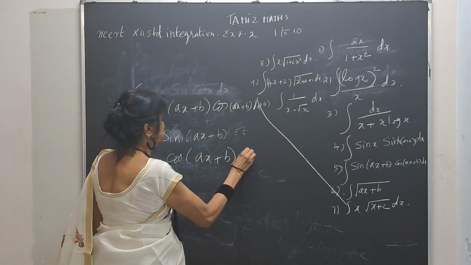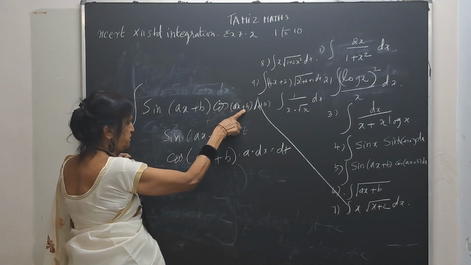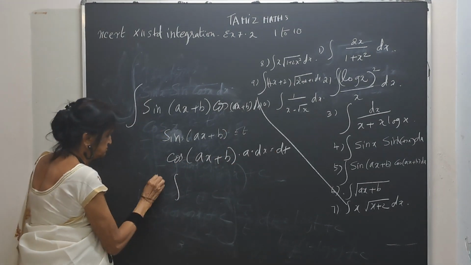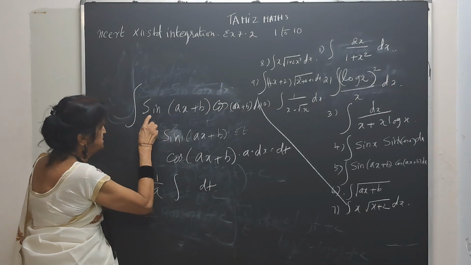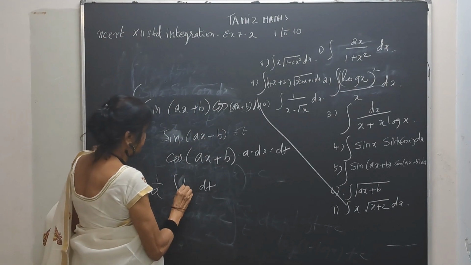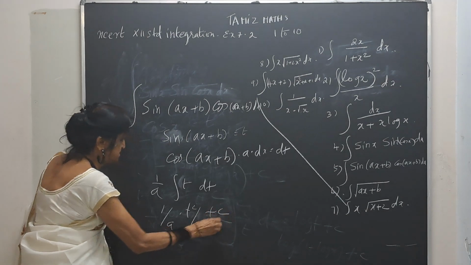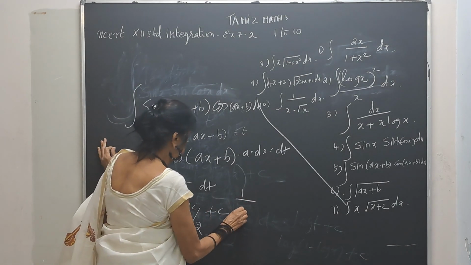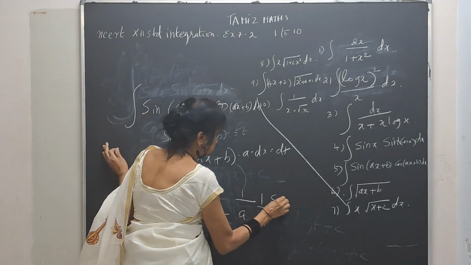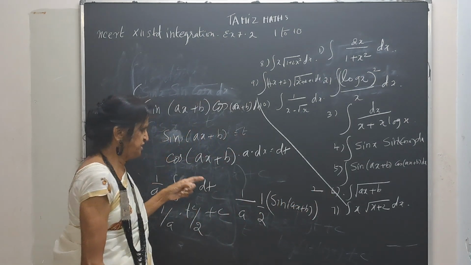Cos(ax plus b) into a dx is dt. So cos(ax plus b) into dx is 1 by a dt. And this is sine. What is sine? That is t. So it is 1 by a, t squared by 2 plus c. That is 1 by a into 1 by 2. What is t? Sin(ax plus b), whole square.